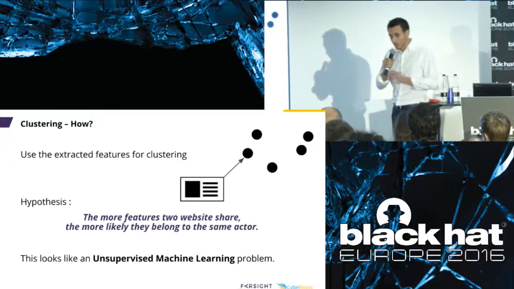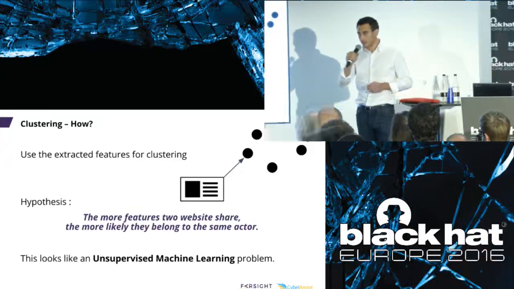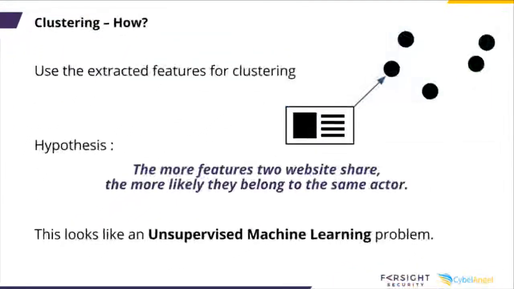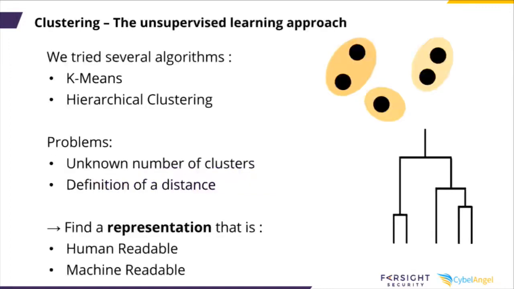So how would we group these websites together? How do we cluster them? The most natural approach would be to say, if two websites share common features, like we find the same email address or the same phone number in two counterfeiters' websites, they probably belong to the same guy. We have lots of websites, we have a lot of features. It looks like a machine learning problem. So naturally, we first tried some machine learning algorithms for clustering.